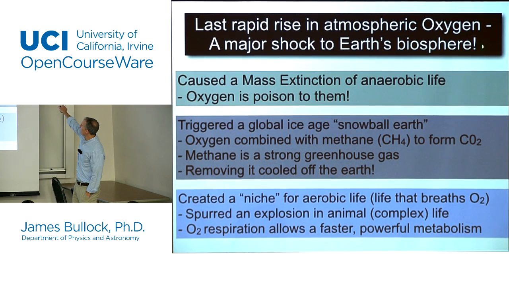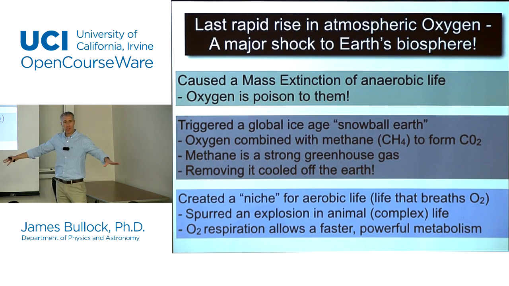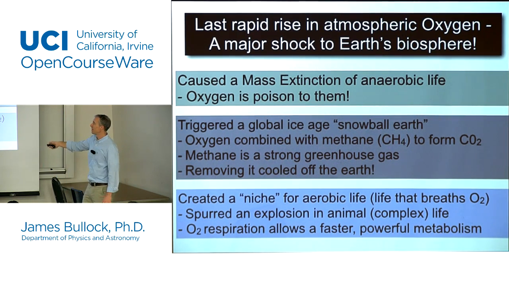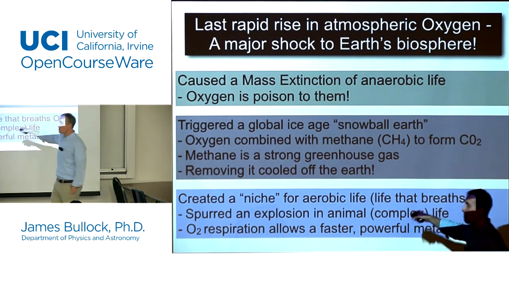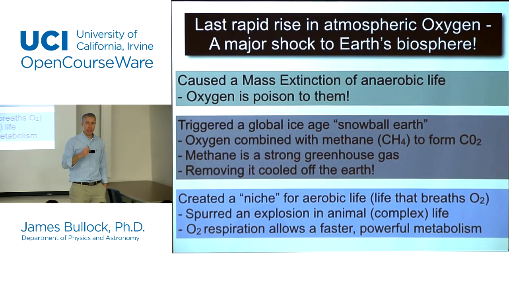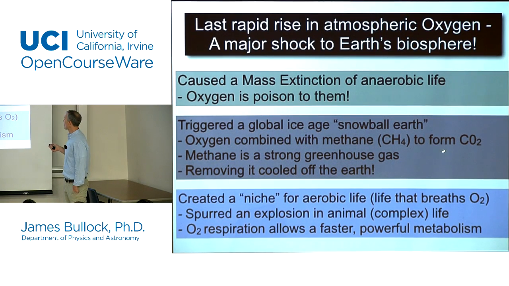So this last rapid rise in oxygen created this great shock. It caused a mass extinction of anaerobic life. That is, the oxygen was poison to this type of life. So this oxygen rose up and all kinds of life just died out. It triggered a global ice age because oxygen began combining with methane in the atmosphere. There was a lot of methane in the atmosphere at the time, but basically oxygen tends to combine with methane to create carbon dioxide.